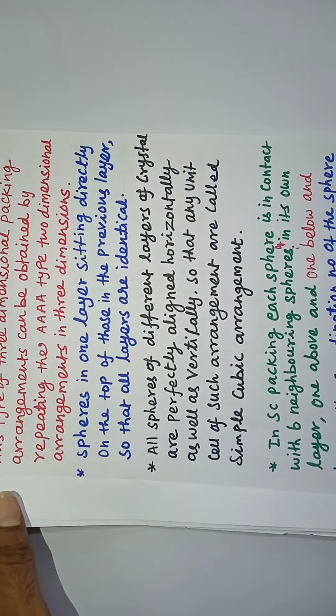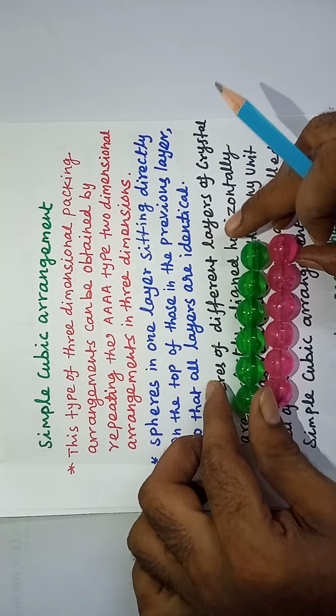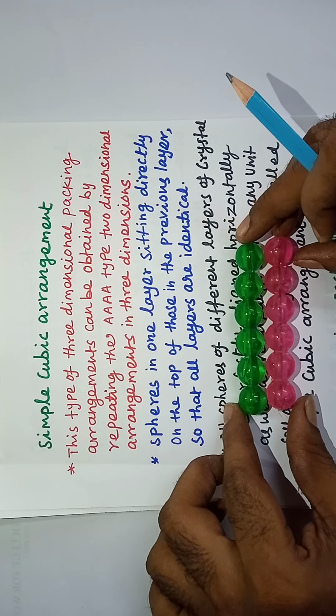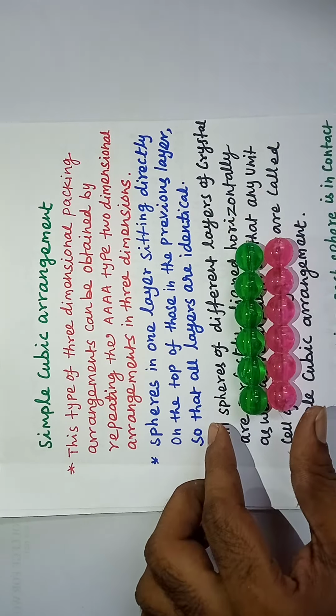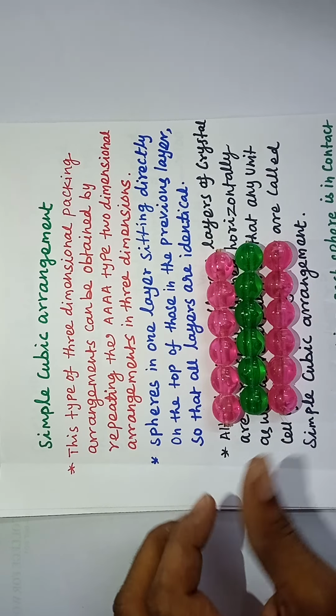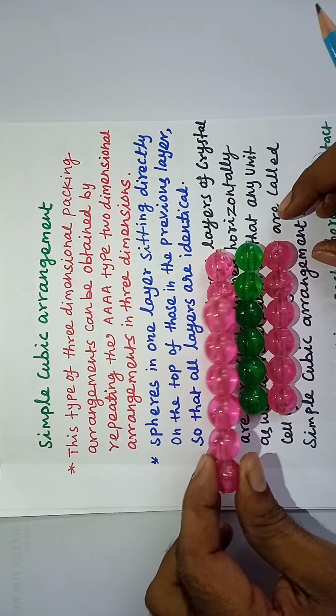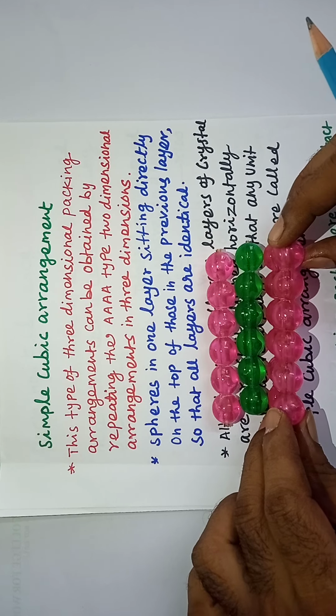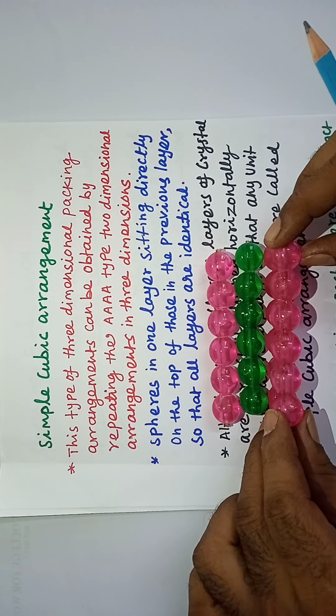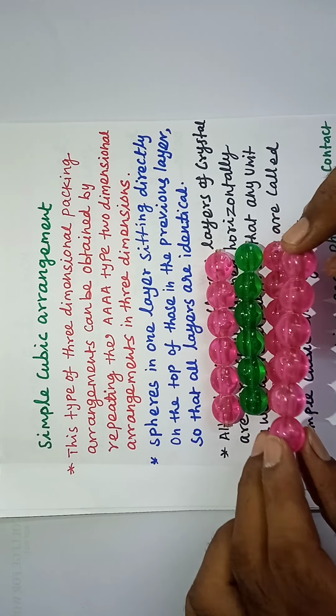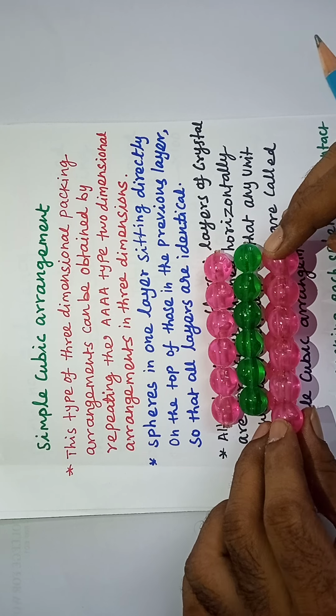Here you can see this is the AA type arrangement. We arrange the two-dimensional AA type arrangement in 3 dimensions. Here the spheres of the second layer sit directly on top of the spheres of the first layer. So we can arrange this type of sphere in 3 dimensions, and we get a simple cubic arrangement.